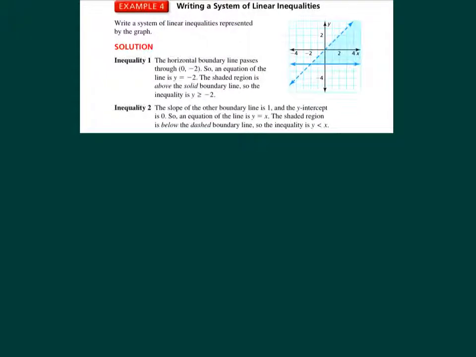Okay, we have two more examples and then we're done. We had some of these yesterday also, where you had to write an equation for what was going on. We have two different lines here. Let's go one at a time. Let's take the dotted line.